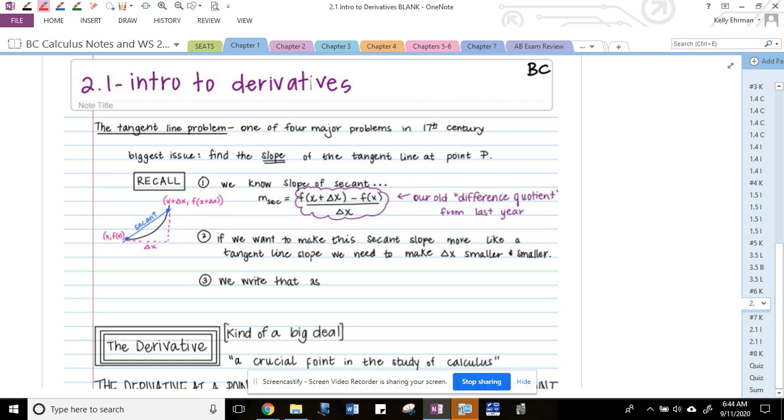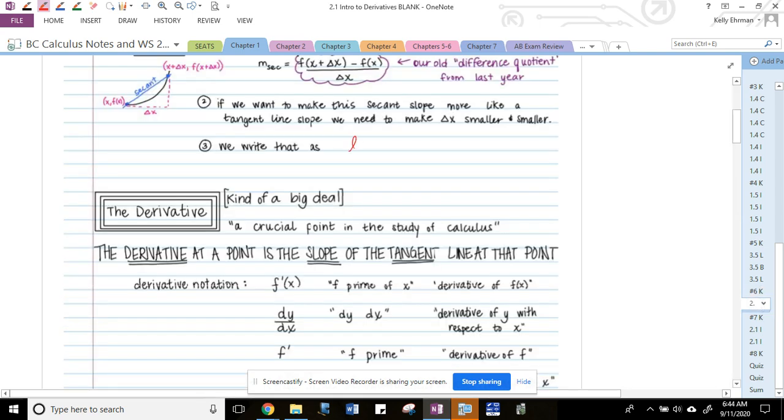So we can try to make delta x, the difference between the 2 points, really, really small, and we use limit notation to accomplish that. So the limit as delta x approaches 0 of f of x plus delta x minus f of x over delta x. If we take the limit of that, this gives us an equation for the slope of a tangent line. So let's write that down.